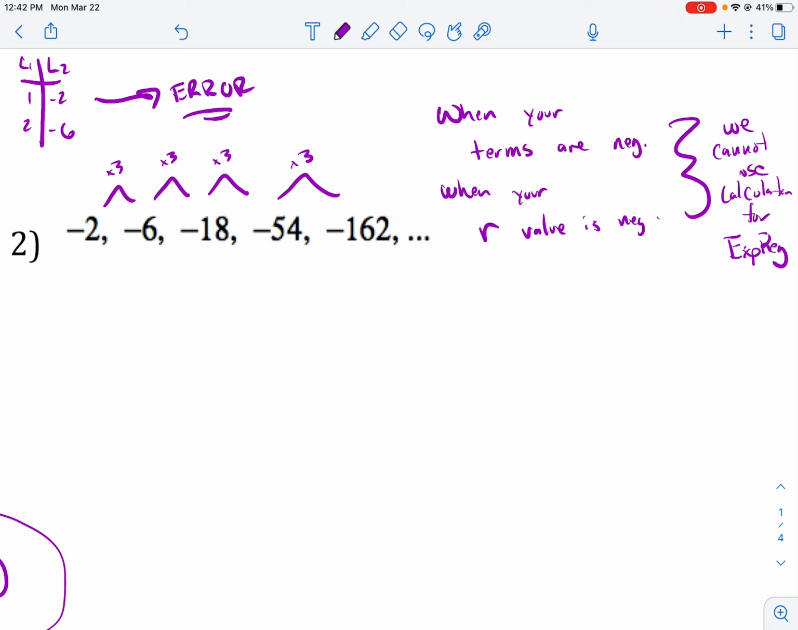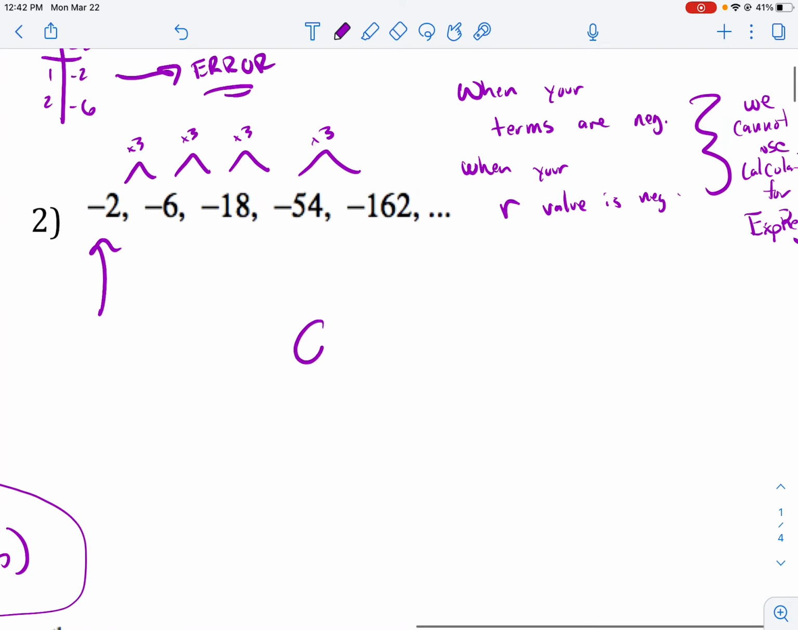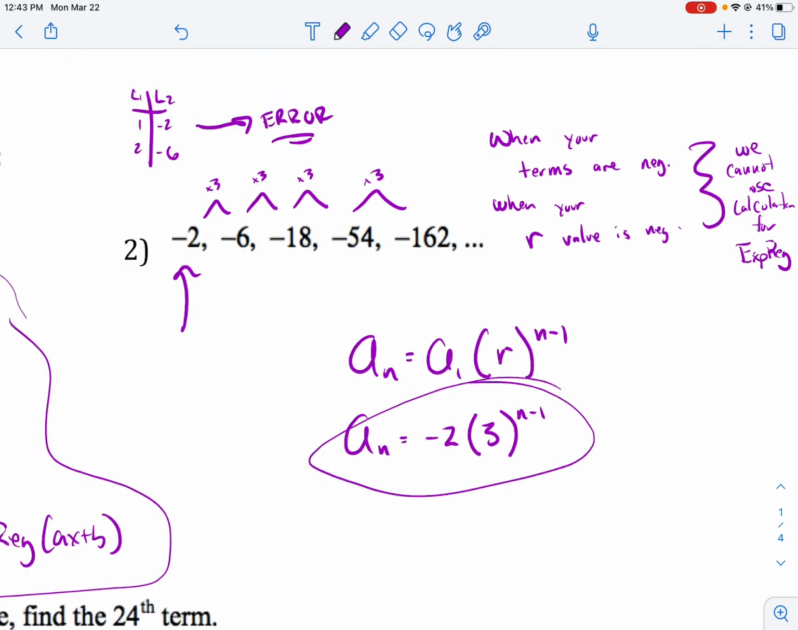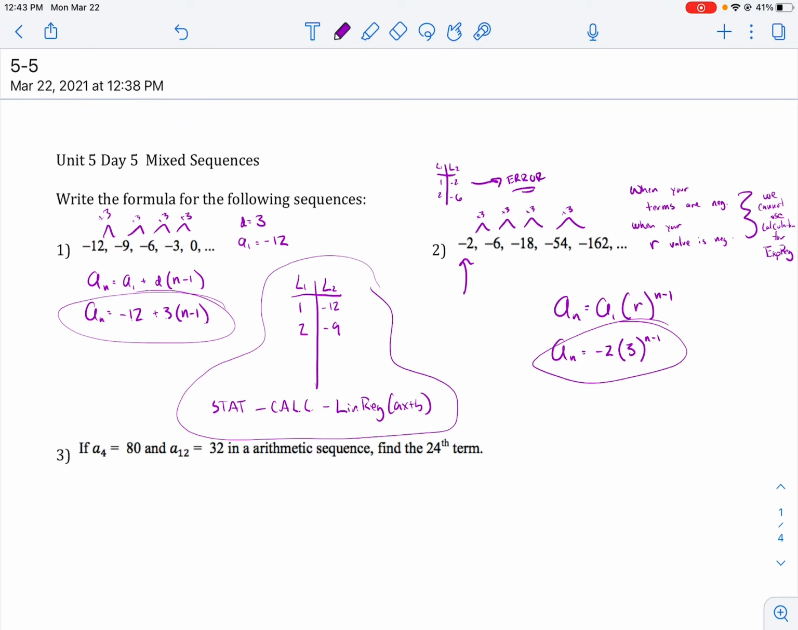So anyway, if that's something you would like to try, maybe utilize your calculator and just make sure that you recognize your first term is negative. The easiest way would just be to use the formula from your reference sheet, which looks like this. Okay, so our first term looks like it is negative 2. Looks like we're multiplying by 3 each time, n minus 1. All right, and this one we cannot use our calculator for.